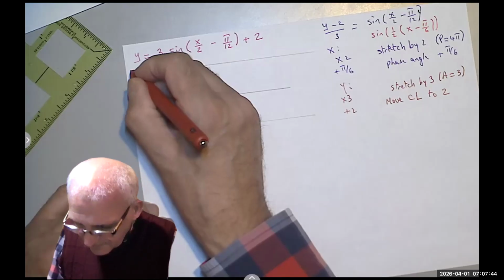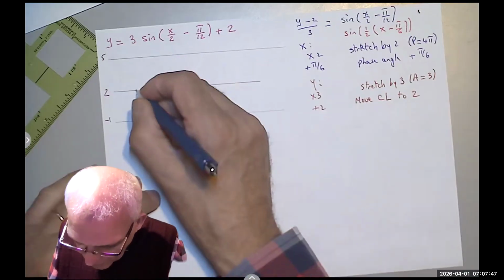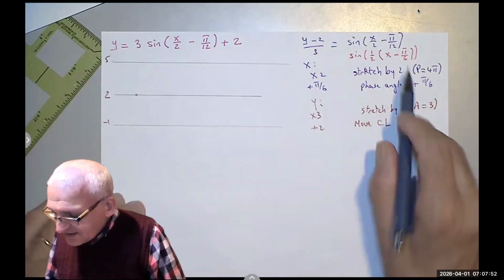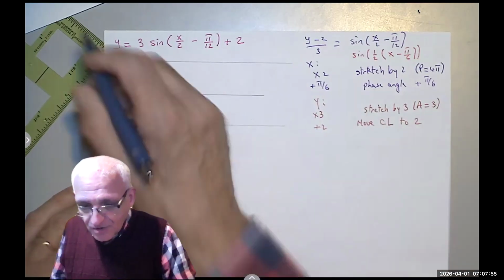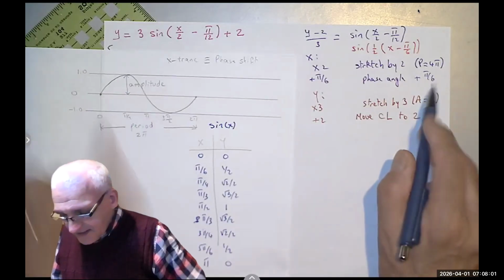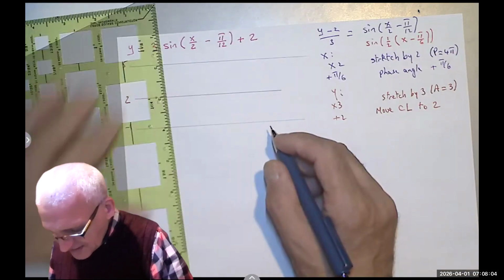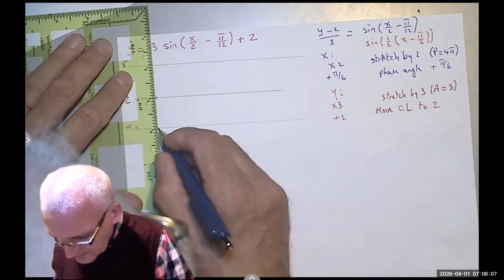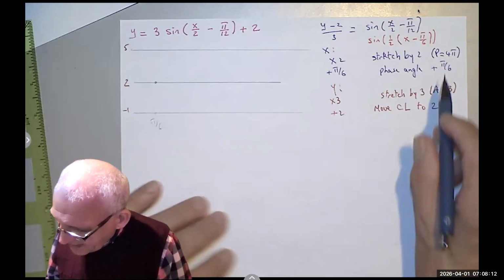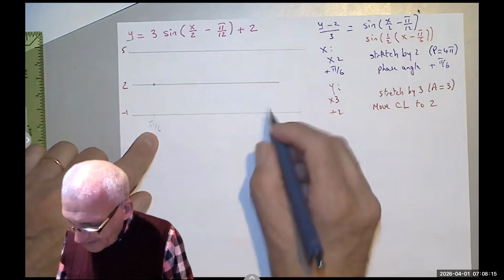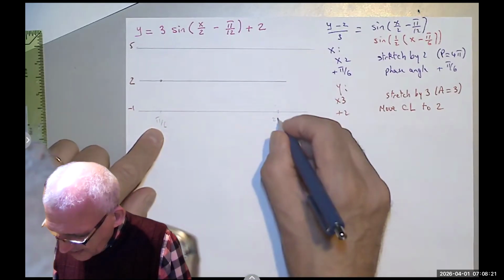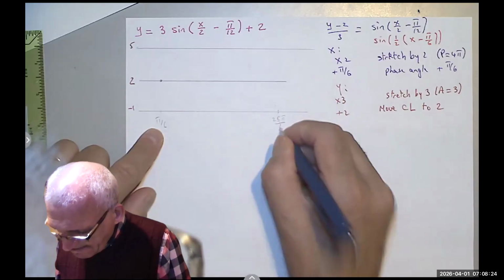This is 5. Then the starting point: notice that my period is 4 pi, but I start at pi over 6. It's not 0. We start at 0, but if I have a phase shift of positive pi over 6, it means this point is pi over 6. And since the period is 4 pi, I can add 4 pi to pi over 6. 4 pi is 24 pi over 6, plus pi over 6 is 25 pi over 6.